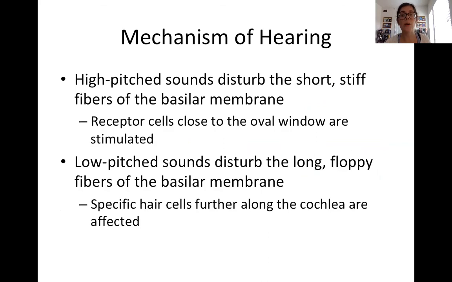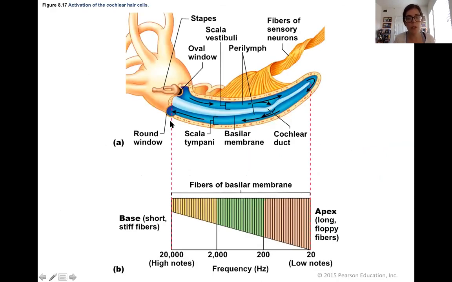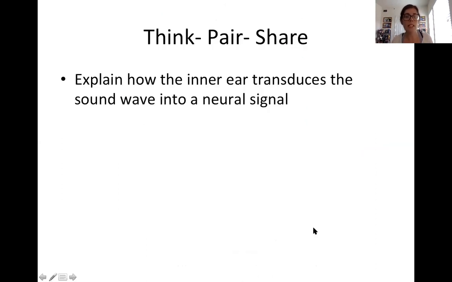Now, frequency is encoded in a slightly different way, a little bit more complicated. And that's based on the location of the hair cell. So high-pitched noises will disturb the short fibers of the basilar membrane really close to the oval window, and low-pitched noises will bend the long, floppy fibers further away. And so this is what that looks like. If we're close to the oval window, we've got short fibers for our high-pitched noises, and further down, we've got long fibers for our low-pitched noises. Okay, take a minute and explain what the inner ear does, and think about how we encode volume and pitch.